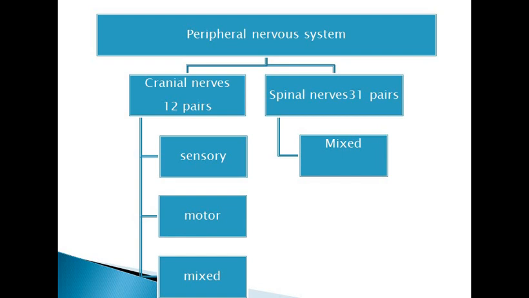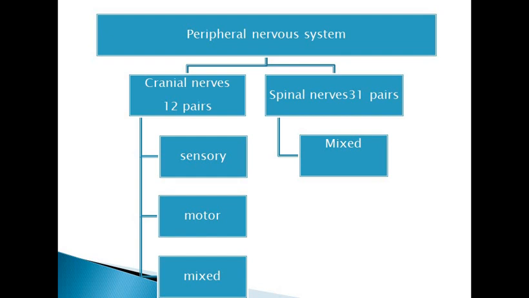We have in our body 12 pairs of cranial nerves, and these nerves are of three types: sensory, which carry sensation from the receptor to the brain, and motor nerves, which carry the order of action to the effector organ, which is the muscle or glands. The third type is the mixed nerve, which contains both sensory and motor nerve fibers together.